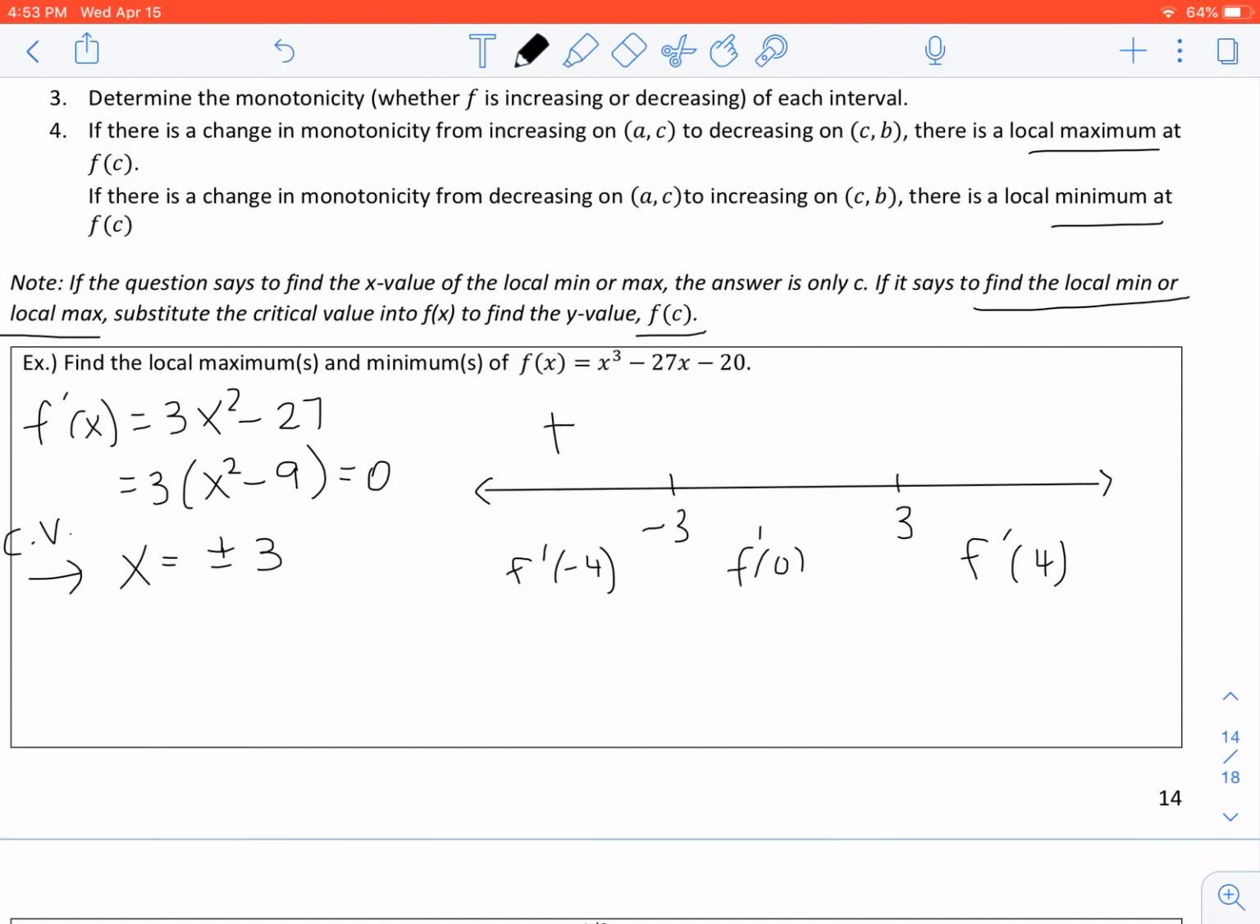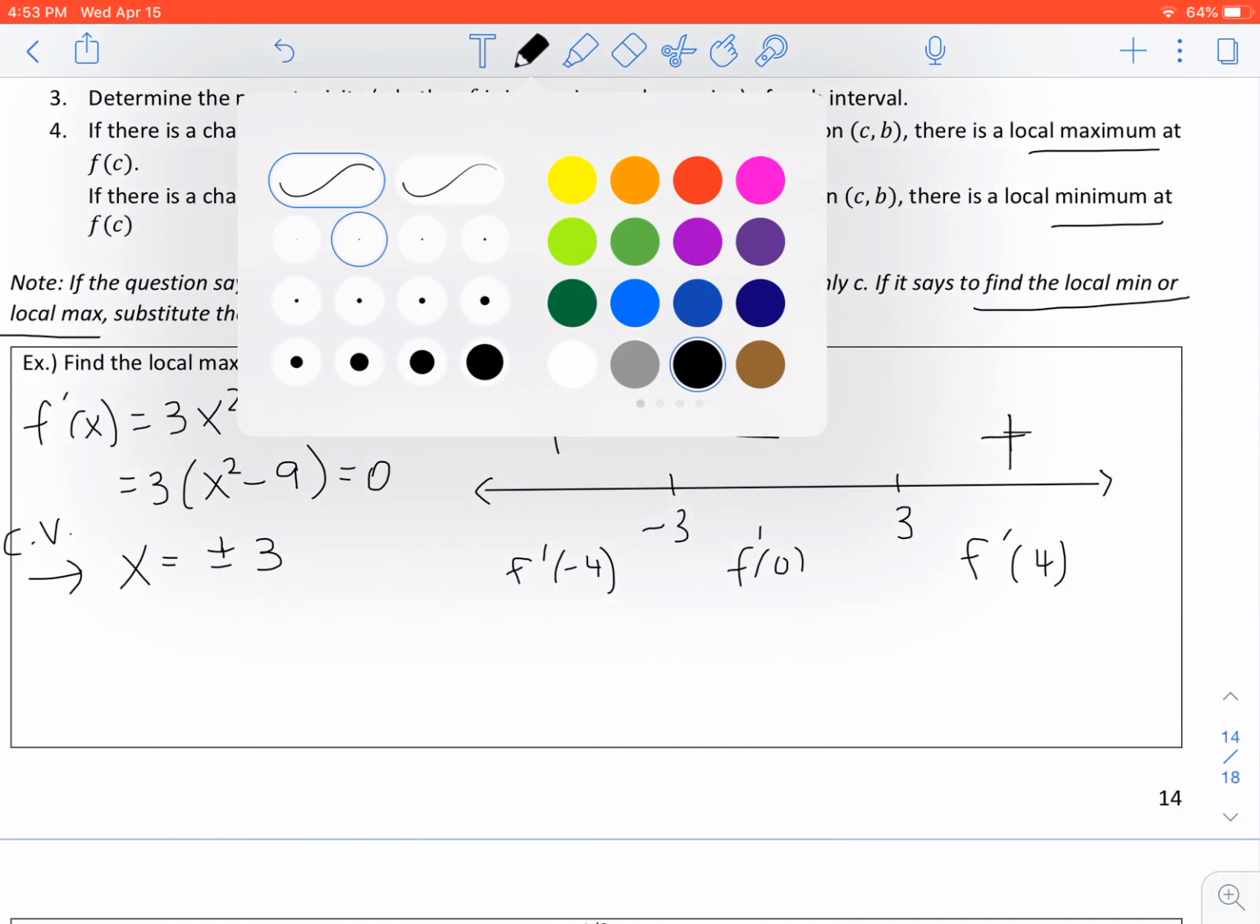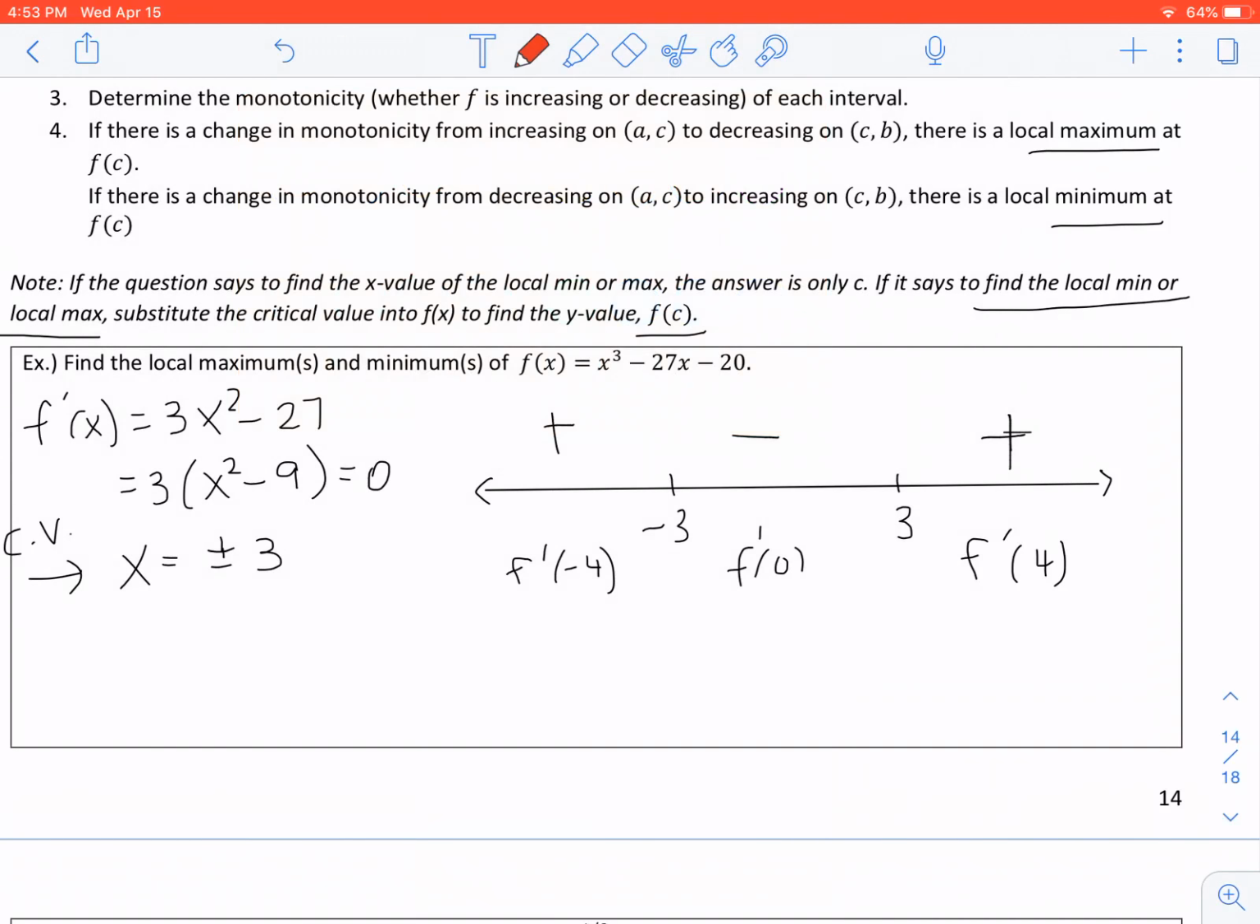The next one is 0. If you were to substitute in 0, you do get a negative answer. And if you were to substitute in 4, 4 squared minus 9 times 3 is going to be positive. So let's look at what's happening here. This goes from increasing to decreasing slope. So that means at -3, we have a local maximum.